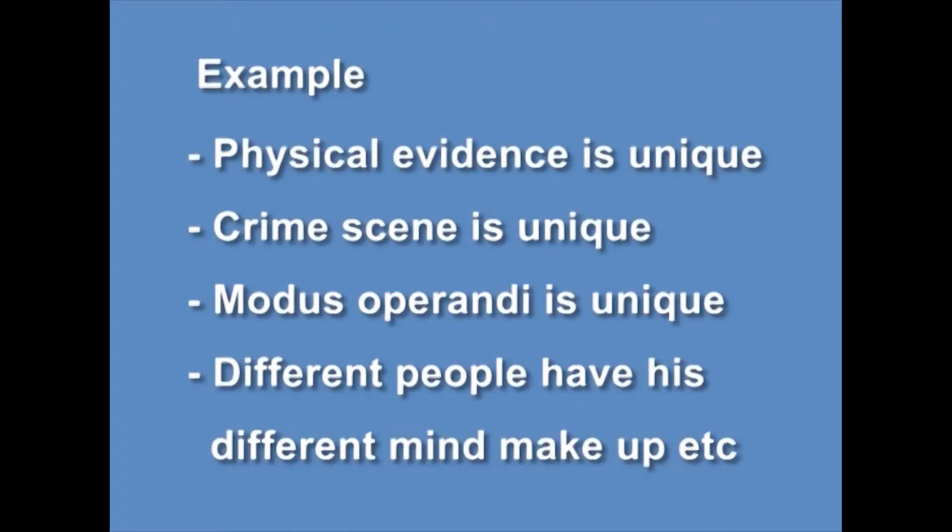So we will have a definition of the principle of individuality. Every object, natural or man-made, has an individuality which is not duplicated in any other object. It is unique. Neither has nature duplicated itself nor can man. This definition has been taken from the book Forensic Science in Criminal Investigation and Trial, Universal Law Publishing Company, written by B.R. Sharma. In the end, the essence of the principle is that everything is individual in itself. For example, physical evidence is unique, crime scene is unique, modus operandi is unique, and different people have different mind makeup. So everything is unique by itself.